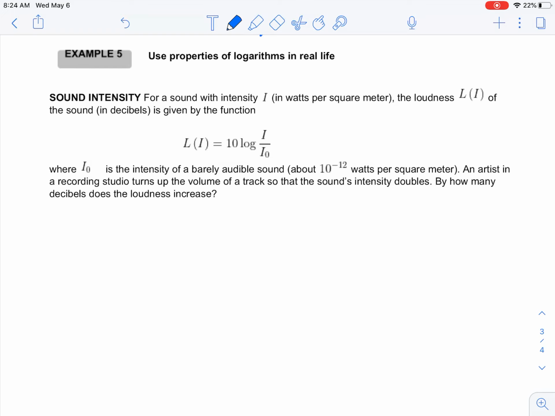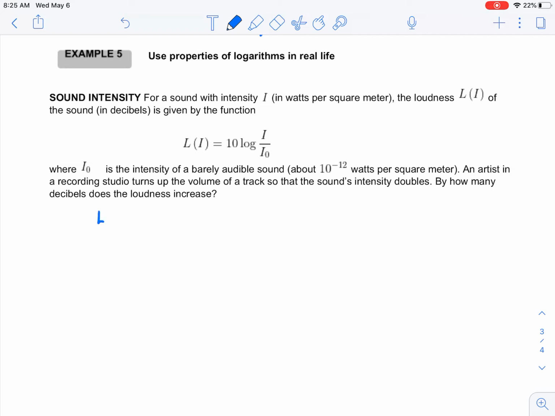So for a sound with intensity I in watts per square meter, the loudness, L of I, of the sound in decibels is given by the function L of I equals 10 times log of I over I naught. That I sub 0 is I naught, where I naught is the intensity of a barely audible sound, about 10 to the negative 12 watts per square meter. An artist in a recording studio turns up the volume of a track so that the sound's intensity doubles. By how many decibels does the loudness increase?